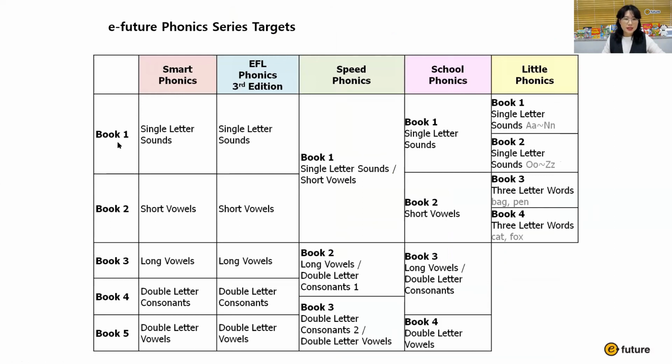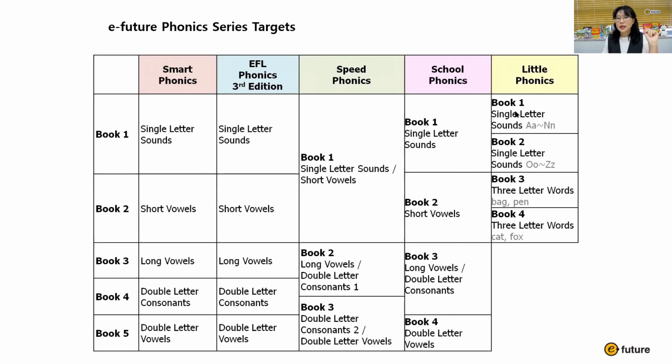So in our phonics series, well, the components are different. The targets are basically the same, right? We want to teach the same thing, even though all these series are different, right? We have 5 different series, but the targets are the same. But we have different components. So for example, Smart Phonics and EFL Phonics, we have 5 books. So here, book 1, book 2, book 3, book 4, and book 5. Okay. Speed Phonics, we have 3 books. So we combined book 1 and book 2 to make 1 book. So 3 books. School Phonics, we have 4 books.